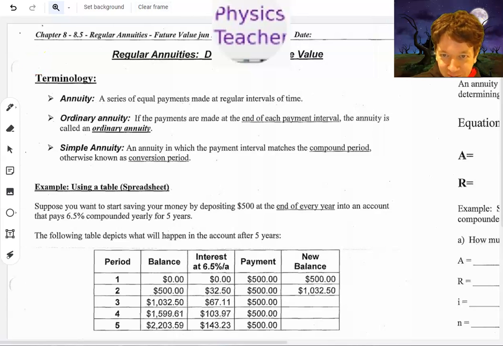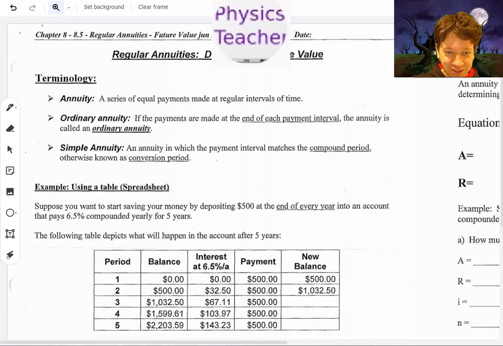So this lesson is going to be on annuities. And what that is, is a series of equal payments made at regular intervals. So in the previous question we did in the last lesson, we looked at how much money you'd have to invest now to become a millionaire in 25 years. It was somewhere around 90 something thousand.